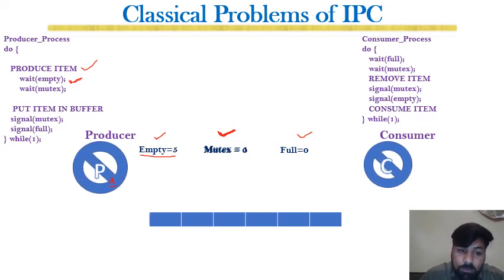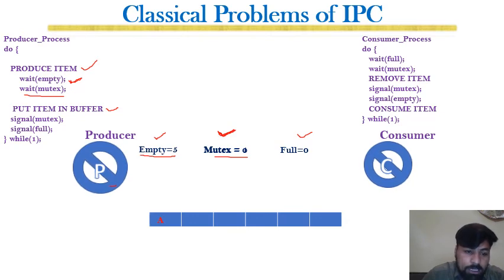And similarly wait on mutex will be called. Upon wait on mutex, the value of mutex will also be reduced to 0. You can see here the previous value of mutex was 1, and now because wait on mutex has been called, the mutex value has been decremented to 0. And then it will have to put the item in the buffer, and the item a will be put on the buffer.